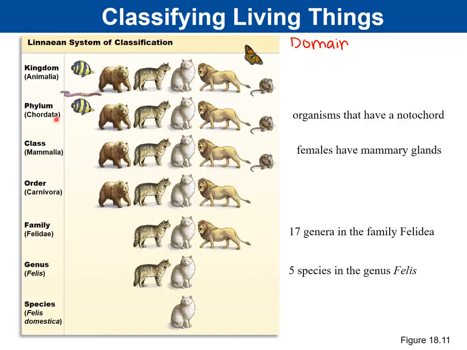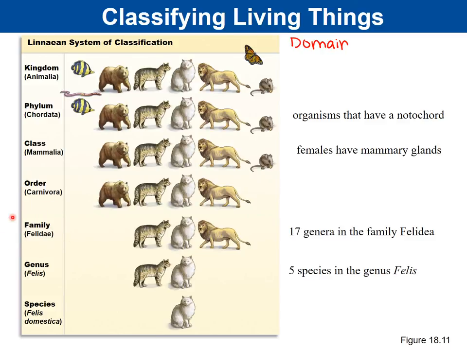Then we get more specific and we come to the phylum. And in the phylum for this example, the phylum is chordata, the chordates, the ones that have the remnants of a backbone, what's called a notochord. So the worm is out and the butterfly's out, but we still have the fish, the bear, the cat family, and the mouse. We get more specific classification. We get our class, and our class is going to be mammalia, or our mammals. And these are where the females have mammary glands to feed their young. And so notice the fish is out. We get more specific order, and in this case, order Carnivora. These are the carnivores. So the mouse is out.